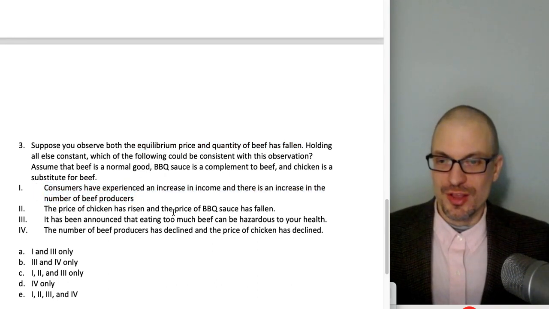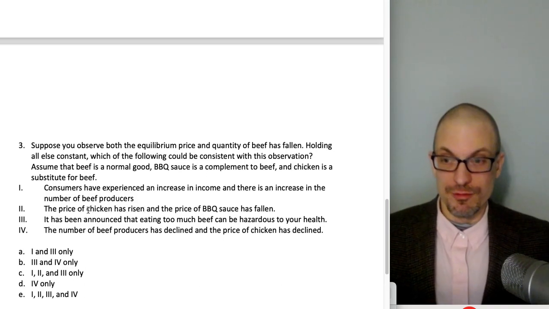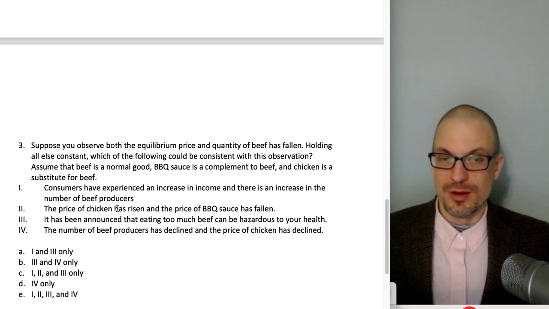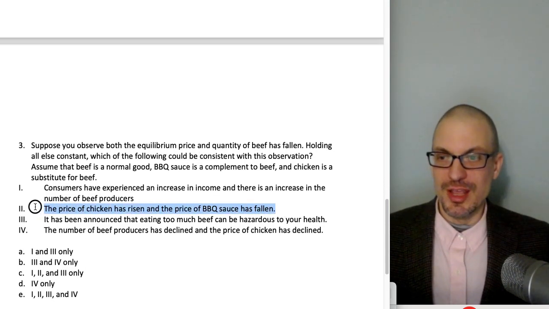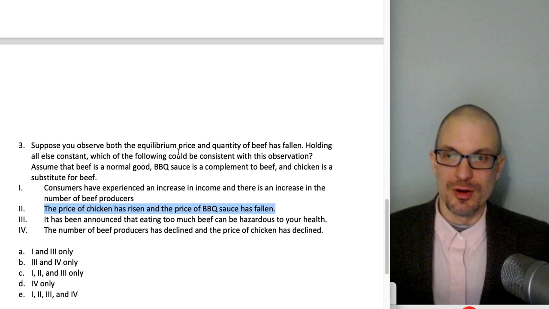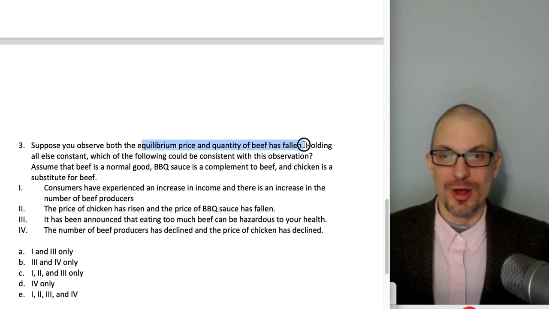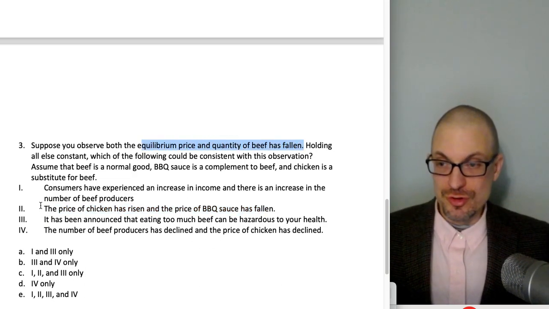The price of chicken has risen and the price of barbecue sauce has fallen. So price of chicken, we're told that chicken is a substitute for beef. Price of chicken rising means a decrease in quantity demanded of chicken, but it means what? An increase in demand for beef. The price of barbecue sauce has fallen. That was a complement. These are both reinforcing an increase in demand for beef. That's not what we want. We wanted a decrease in demand because we need price and quantity to fall. So it's not 1 or 2.